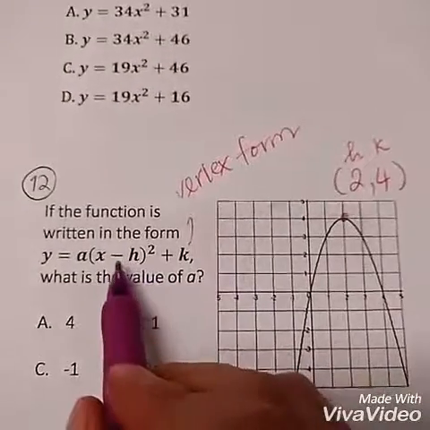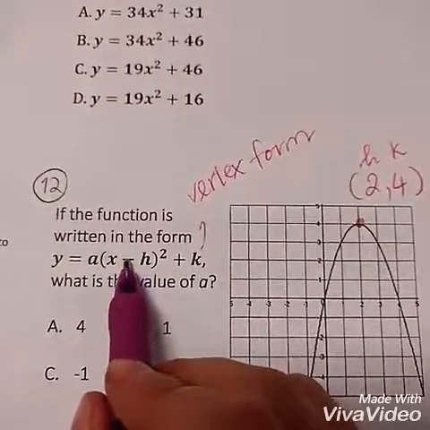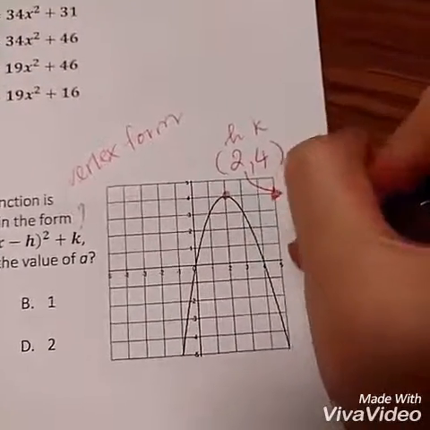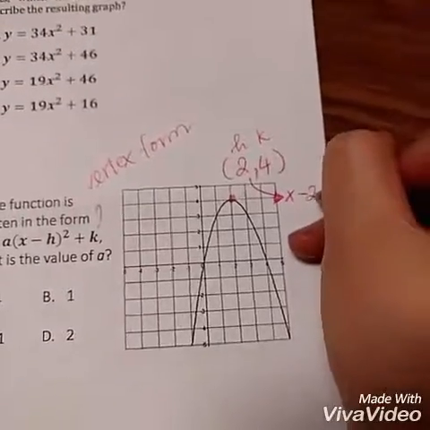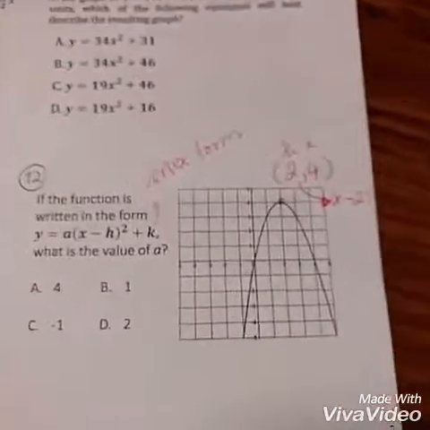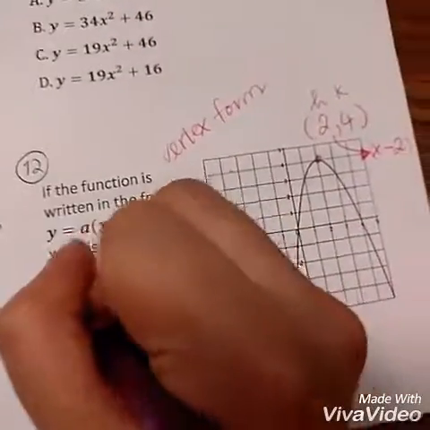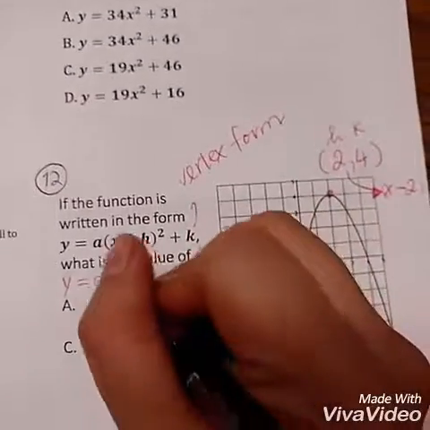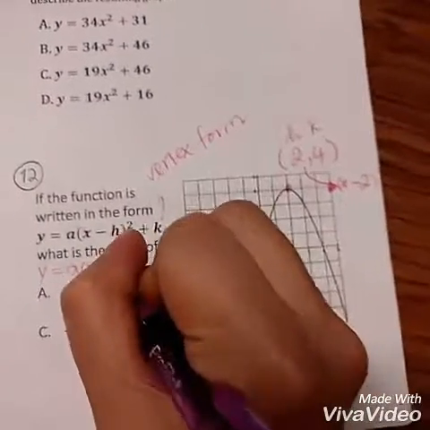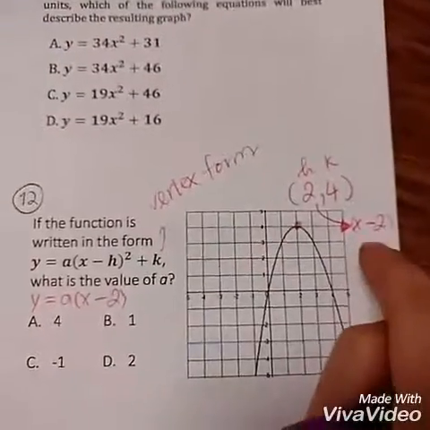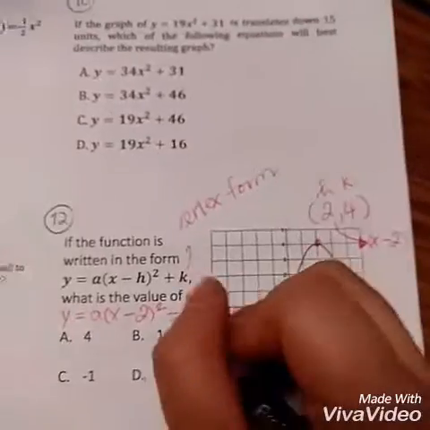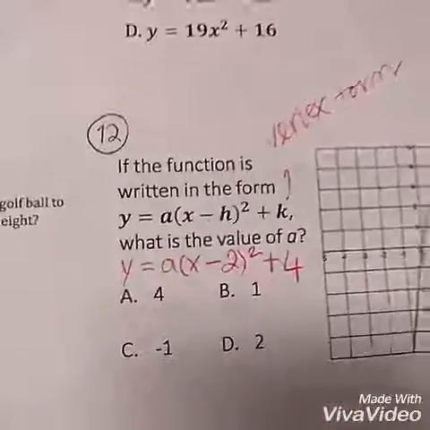So in the equation, h has the subtraction sign right here. Therefore, in the equation, it's going to be the opposite, which is x minus 2. We only change h. We do not change anything on the k. So let's go ahead and plug them in. y equals a, I still don't know a, times (x minus 2, since we already changed it right here) to the power of 2 plus k, which is 4. So that's my new equation.